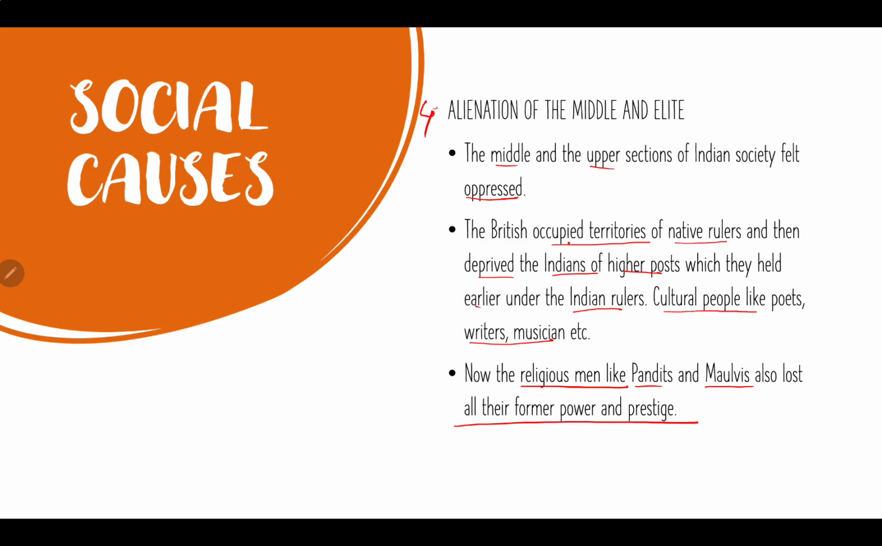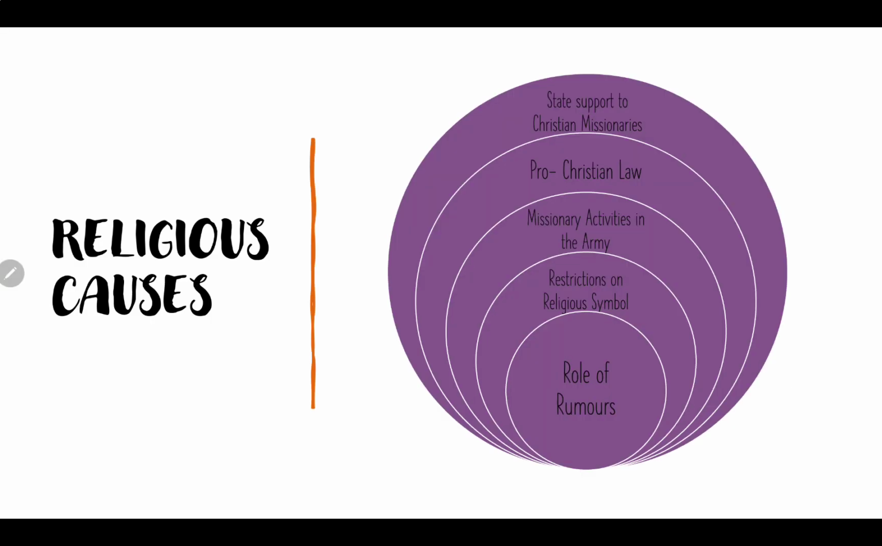I guess that you have understood till now. Moving forward, let's understand what the religious causes are. In religious causes, also like in social causes, there are numerous causes: support to Christian missionaries, pro-Christian laws, missionary activities in the armies, restriction on religious symbols, role of rumors. These are the things that we will be discussing in subsequent slides.